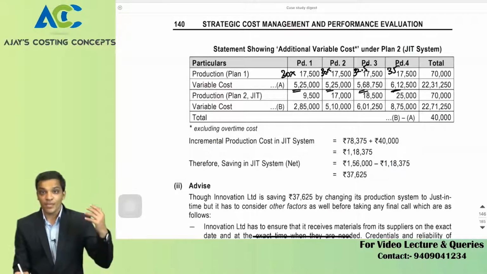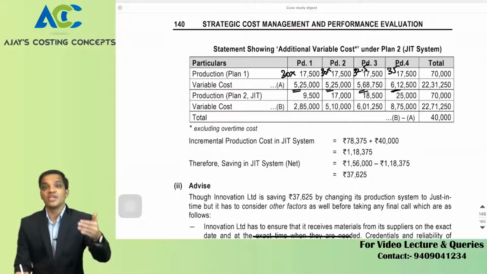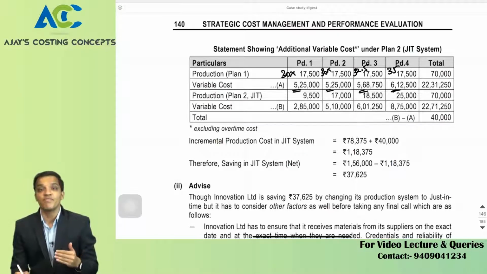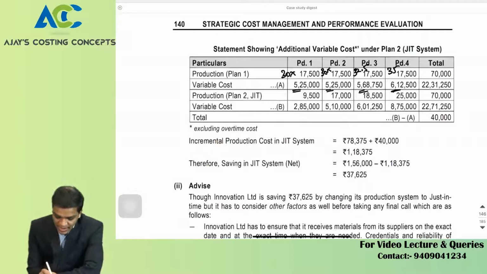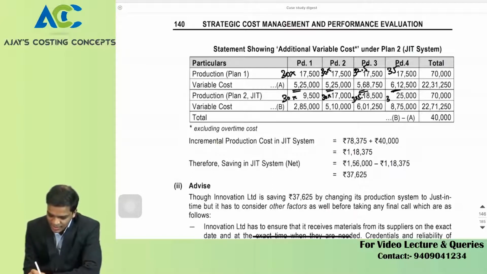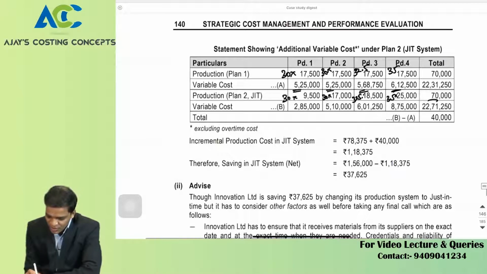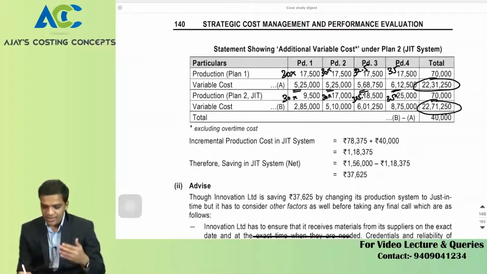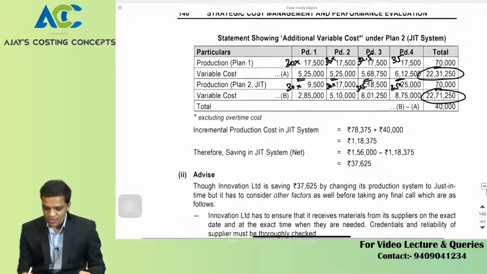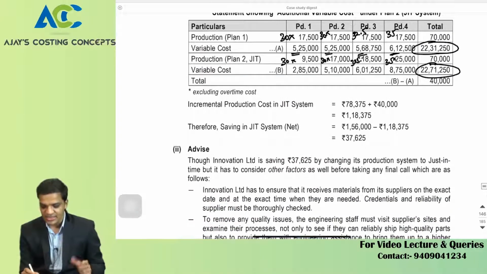But when it comes to the variable cost calculation of plan 2, it would be 9,500 into 30, 70,500 into 30, 70,000 into 30, 32.5 into 18 and 35. So this would be the total variable cost as per plan 2, and the total variable cost as per plan 1. And then when you compare, you will come to know whether there is a net savings or whether there are additional costs.